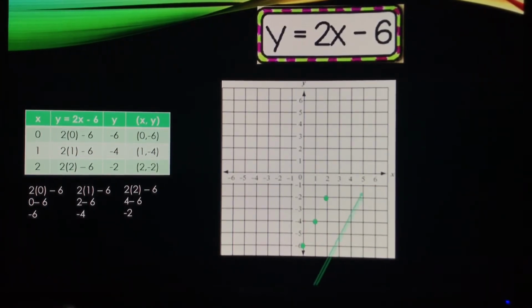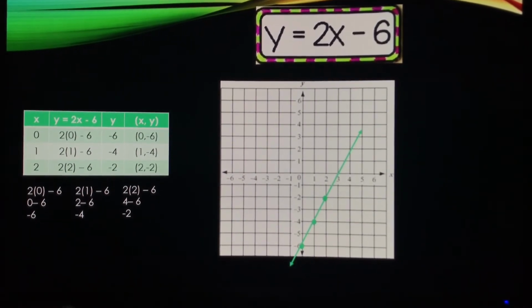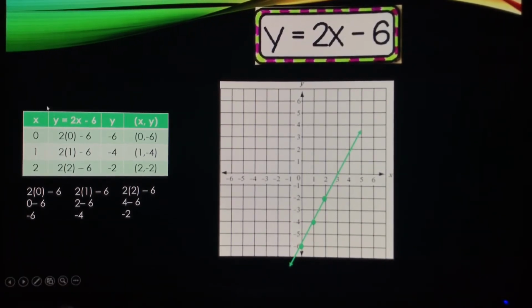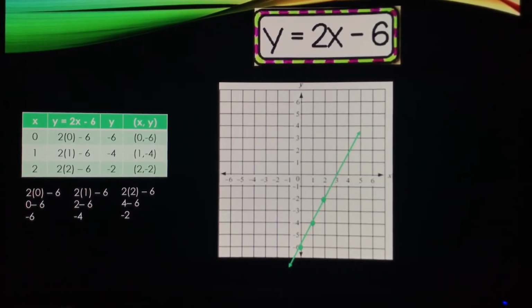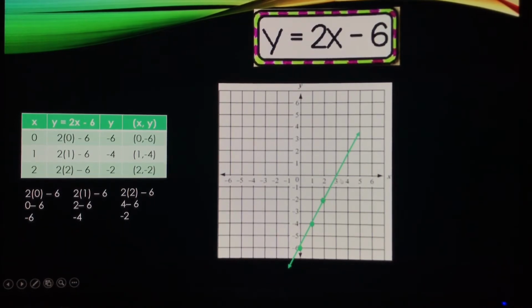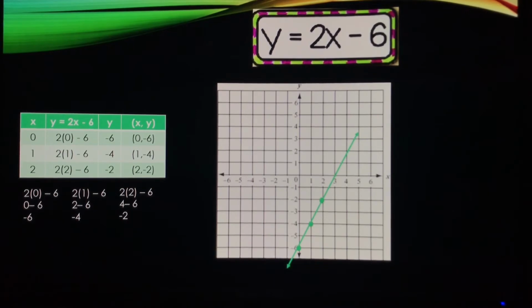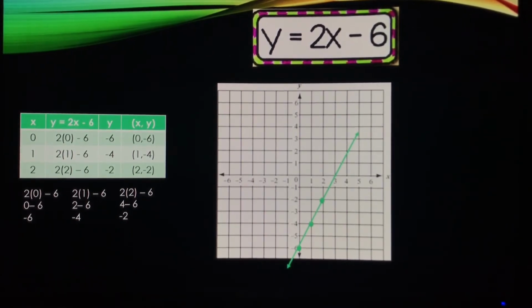I've got my 3 points, I can connect, and I've been able to graph my line. The reason we want to do this is because I can then, from the line, find some other solutions and make predictions. If you take a look at this point, when x is 3, y is 0. And I can see that because my line is touching that point. So a table and a graph helps you to better understand where you're going or make a prediction.